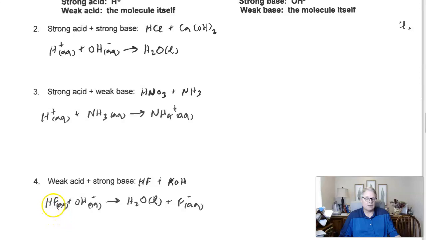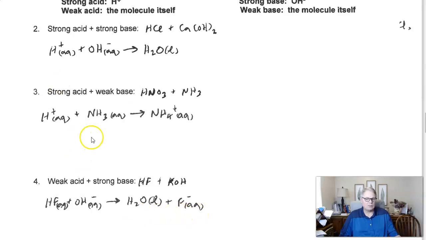What's left over here if I take away an H plus from HF? Well, I'm left with an F. If I took away a plus charge from something neutral, what charge is it now? It's minus. And there's my fluoride. And there is your equation, your net ionic equation.